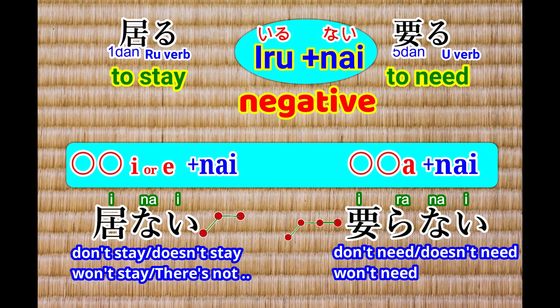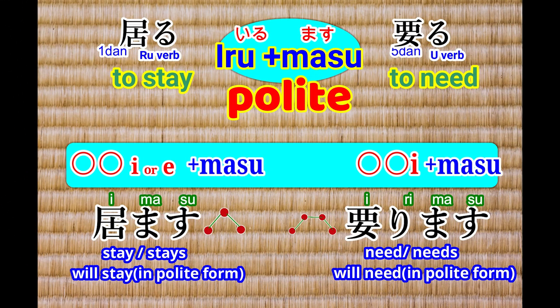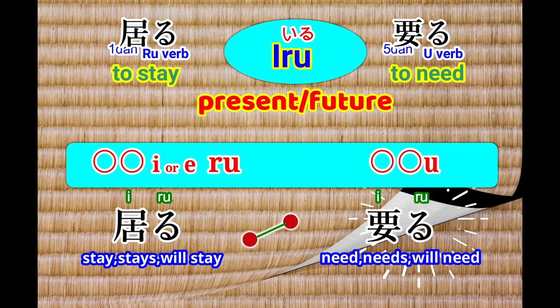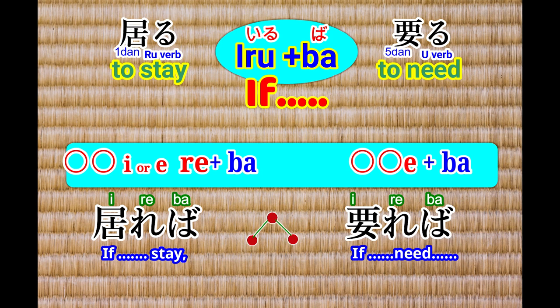Let's compare these two いる verbs. いる plus ない: 一段活用 いない, don't stay, doesn't stay, won't stay. 5段活用 いらない, don't need, doesn't need, won't need. いる plus ます, polite: 一段活用 います, stay, stays, will stay. 5段活用 いります, need, needs, will need. いる present, future: 一段活用 いる, stay, stays, will stay. 5段活用 いる, need, needs, will need. いる plus ば: 一段活用 いれば, if, stay.